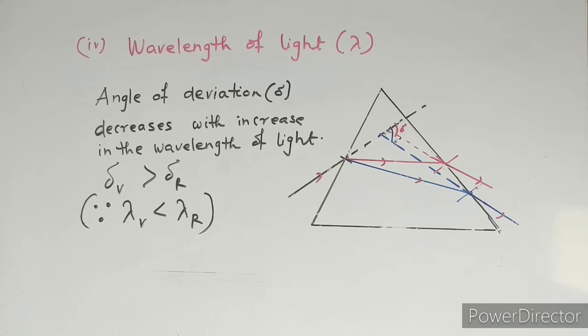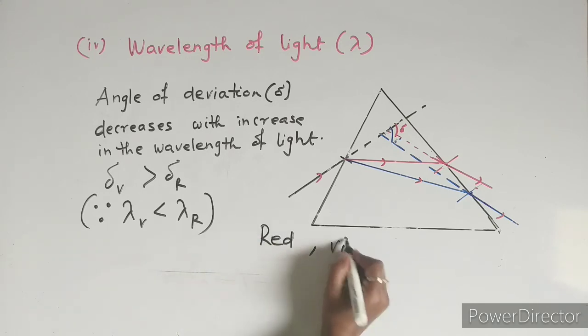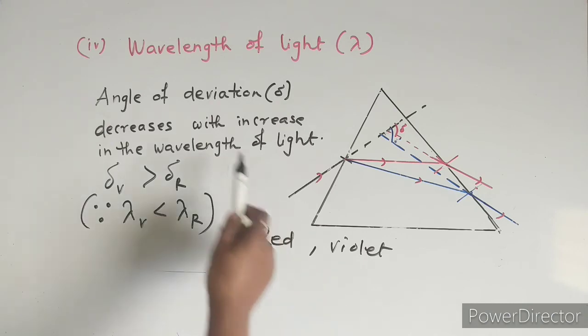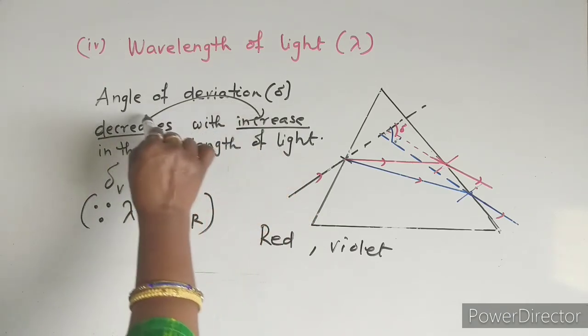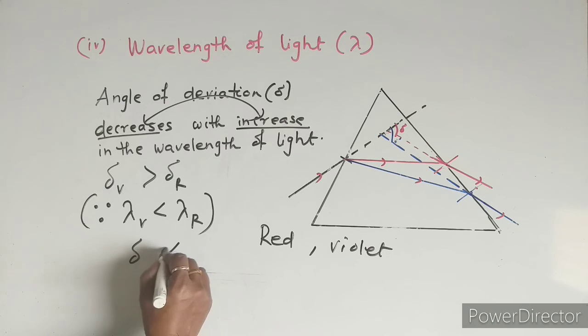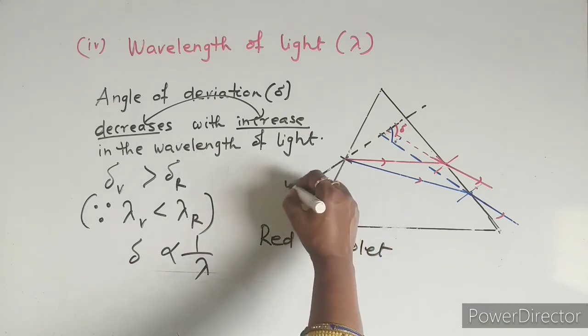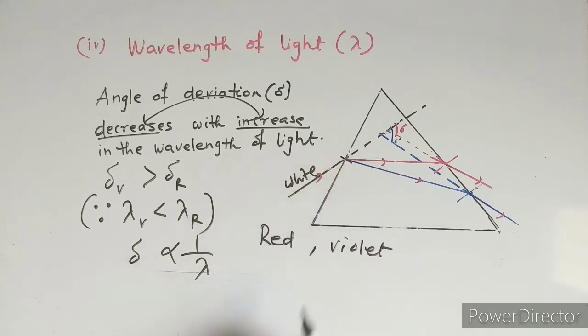Due to this refraction. Next is the wavelength of light. Here let us take two extremes. One will be red, another one will be violet. As usual, we take these two extremes to show this deviation or all these properties. Here the angle of deviation decreases with increase in the wavelength of light. So this angle of deviation is inversely proportional to the wavelength of light.